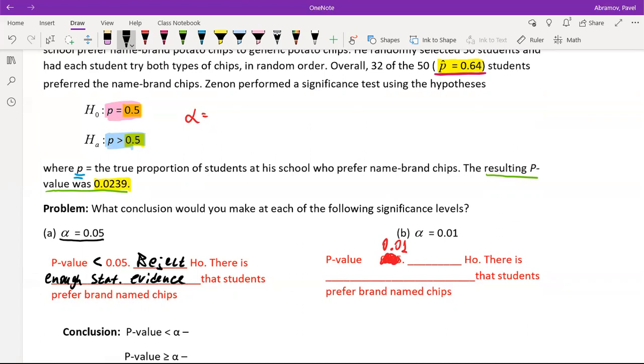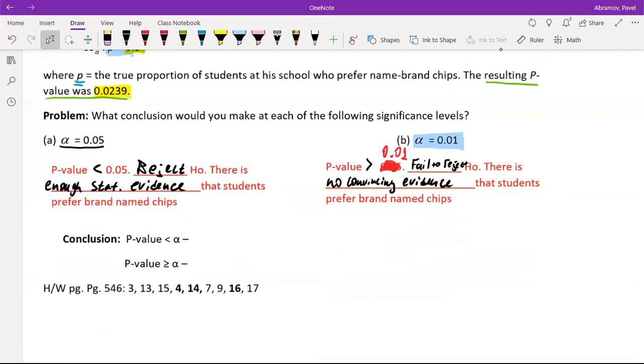Okay. Then we have, what if our p-value is different? What if, sorry, not p-value, what if our alpha level was different? What if it was 1%? Well, then the p-value is clearly greater than 1%. And then we fail to reject H0. Therefore, there is no convincing evidence that students prefer brand name chips.